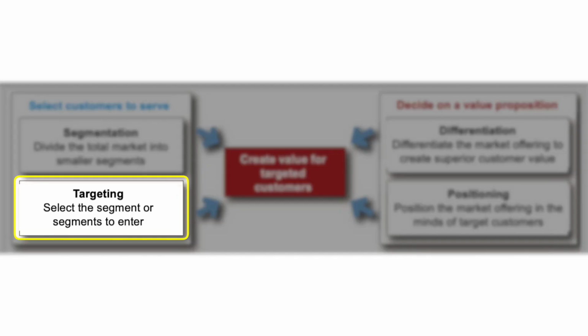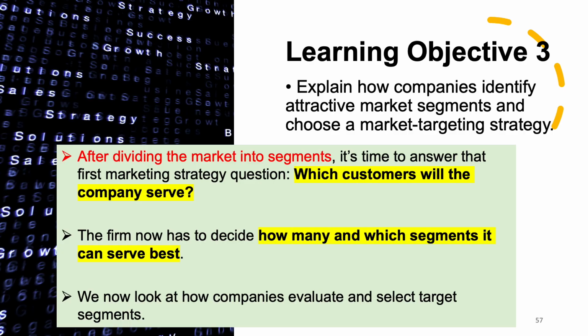The next part we see is targeting, that is, selecting the segment or segments to enter. After dividing the market into segments, it's time to answer the first seemingly simple marketing strategy question we raised: which customers will the company serve? The firm now has to decide how many and which segments it can serve best.